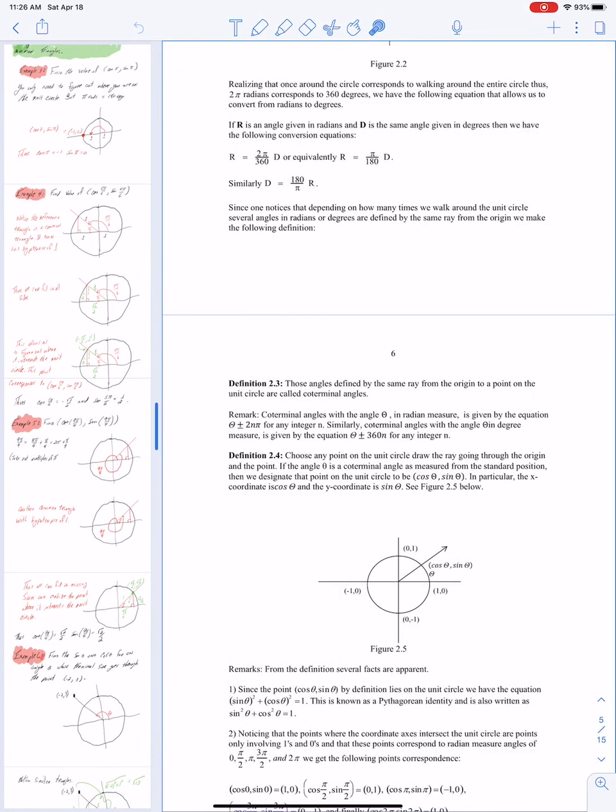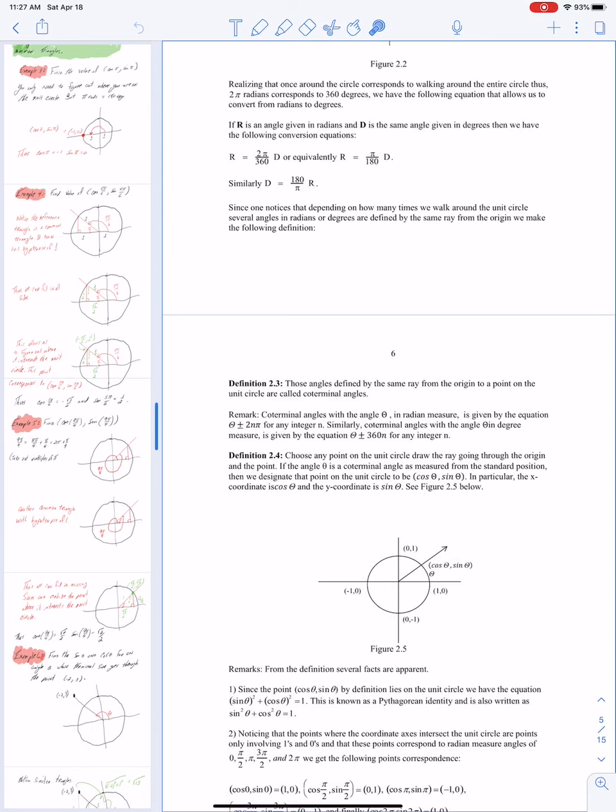All right, so with respect to angles, we have an initial side, we have a terminal side. Angles that have the same terminal side are called coterminal angles. Get it? And coterminal angles have the same trig values, and we'll find out why.